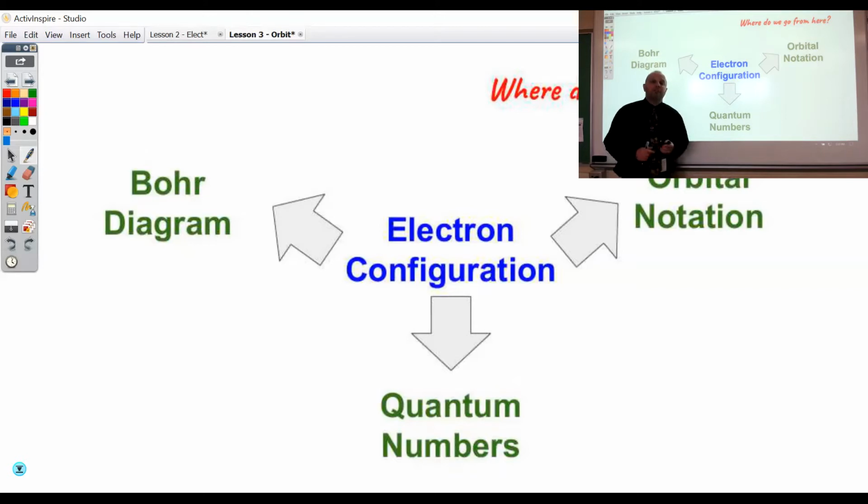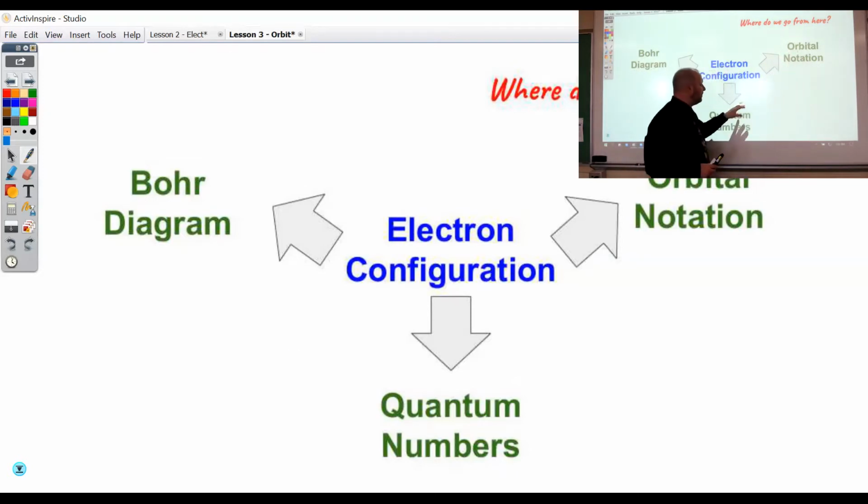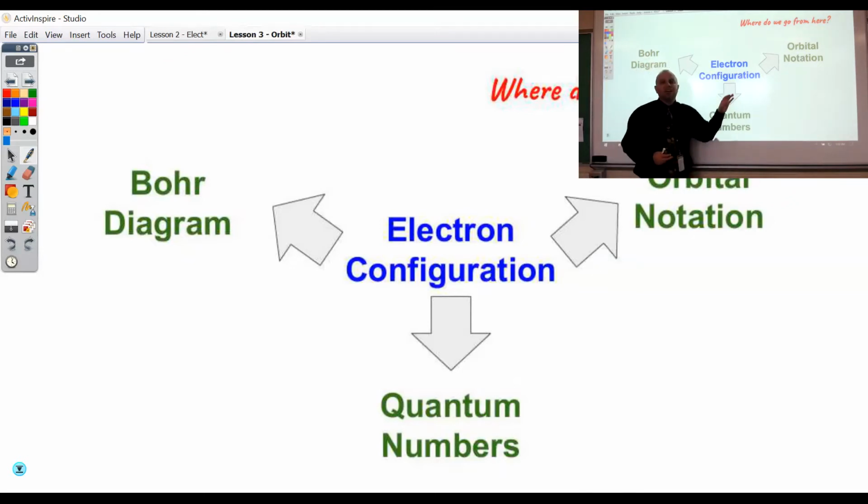So I started off this lesson by saying that electron configuration is the foundation for what we're going to be doing for the next 2 lessons. So once we learn electron configuration, today we're going to move into orbital notation, and that will leave quantum numbers and Bohr diagrams for us. Now, with each of these, knowing how to write the electron configuration is a cornerstone in getting either of these or any of them correct. So let's take a look at orbital notation.